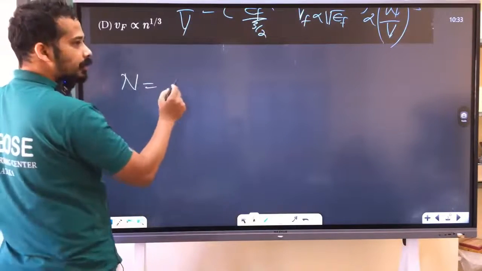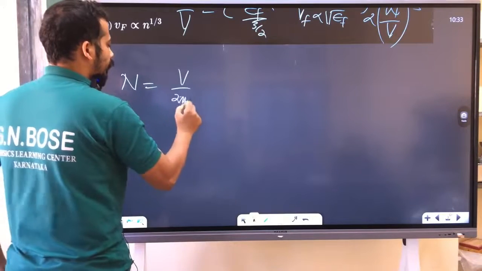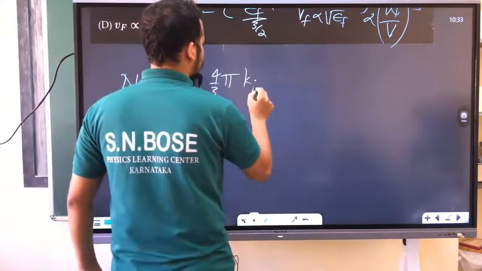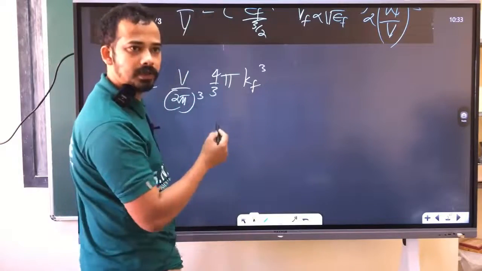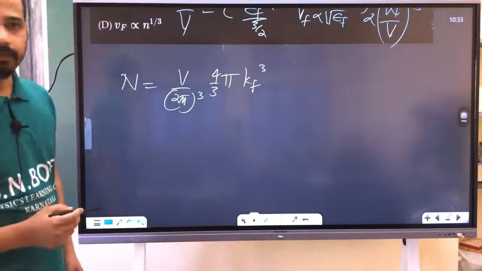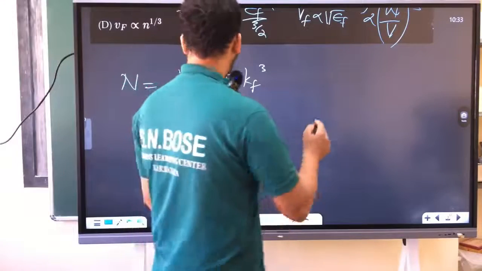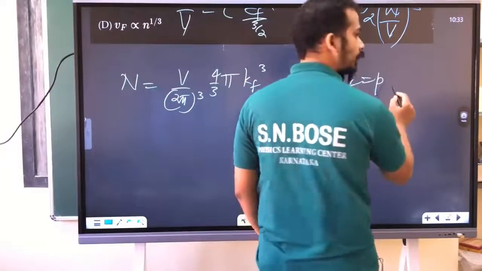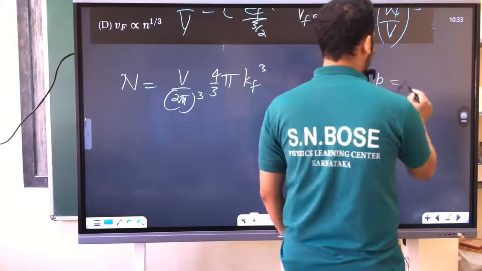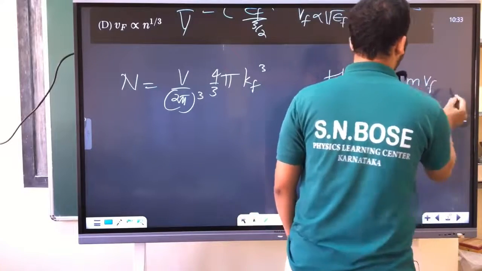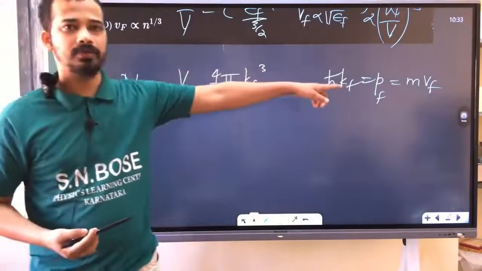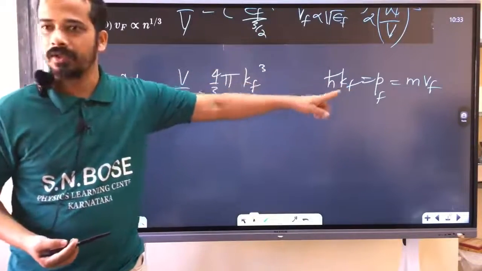What was that expression? (V by 2 pi) whole cube times 4 by 3 pi kF cube. Sorry, am I right? 4 by 3 pi kF cube, isn't it? That's the volume. Now h bar into kF is nothing but pF. pF is nothing but m into vF. These relations you can use. That kF is proportional to vF. Am I right?